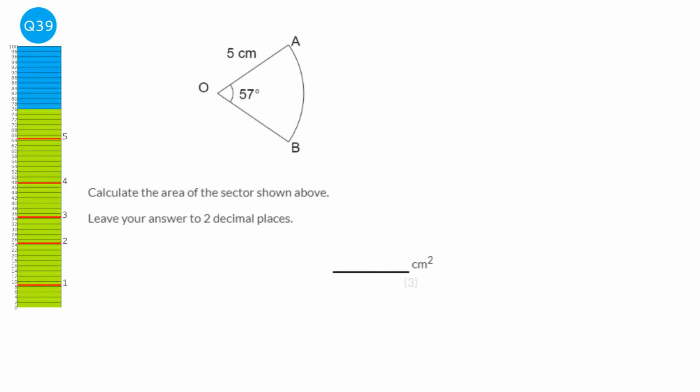To work out the area of this sector, there is actually a nice little formula that we can use. And I'm just going to show you what the formula means. So the formula is going to be what fraction of the full circle do we have? Okay, so we're going to find out the fraction of the full circle we have, and then we're going to times that by the area of the circle.